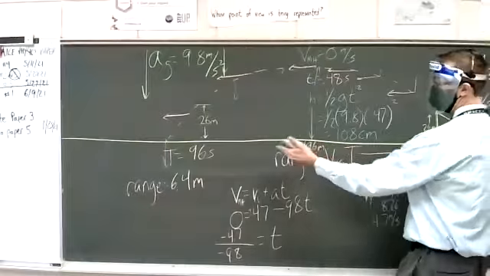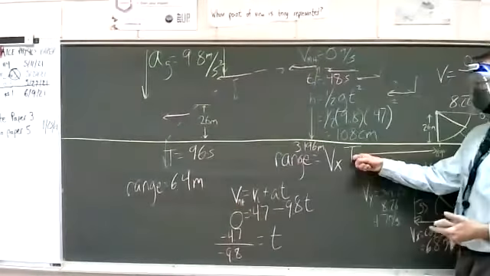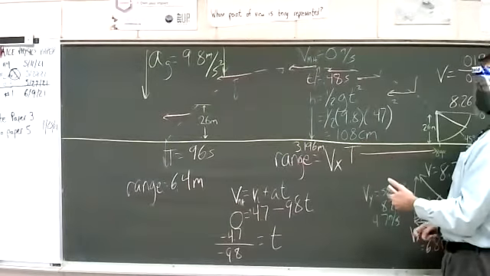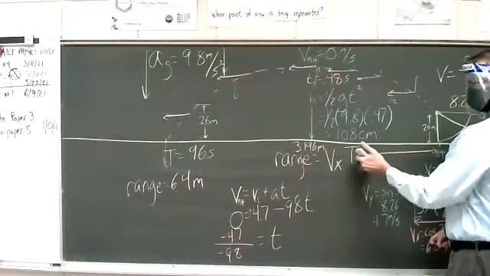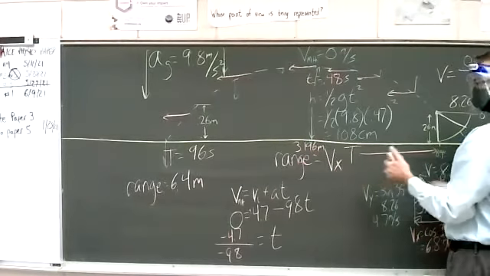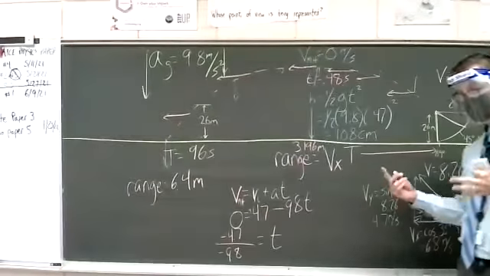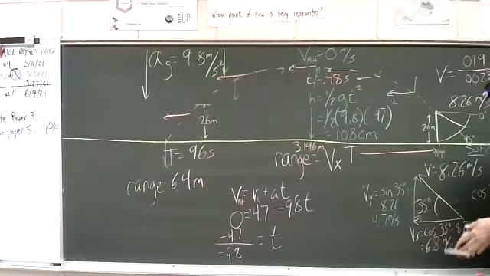Which would be the same thing if we did 0.96 times Vx, right? Like you could either double the time to get the total time airborne and multiply that by Vx, or we could calculate half the range and double that, right? It's mathematically the same. Two different ways to approach the calculation.